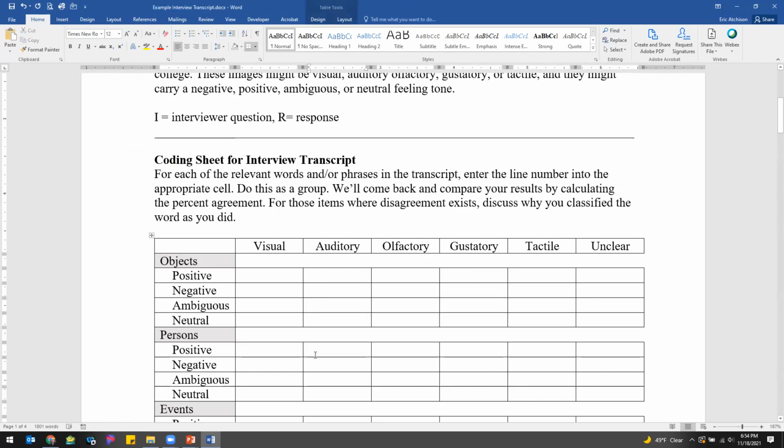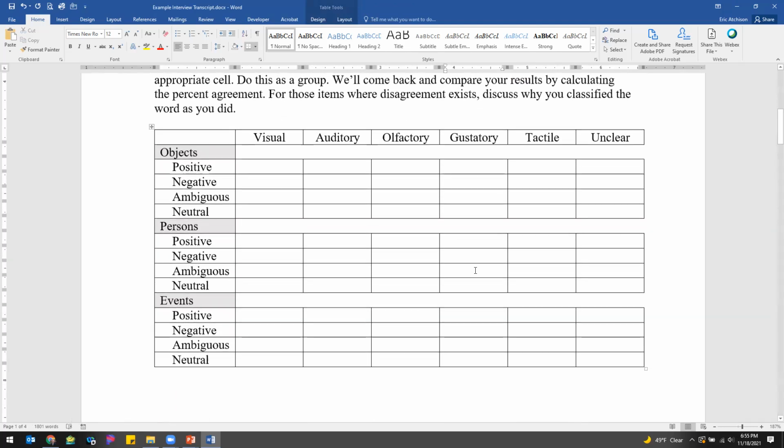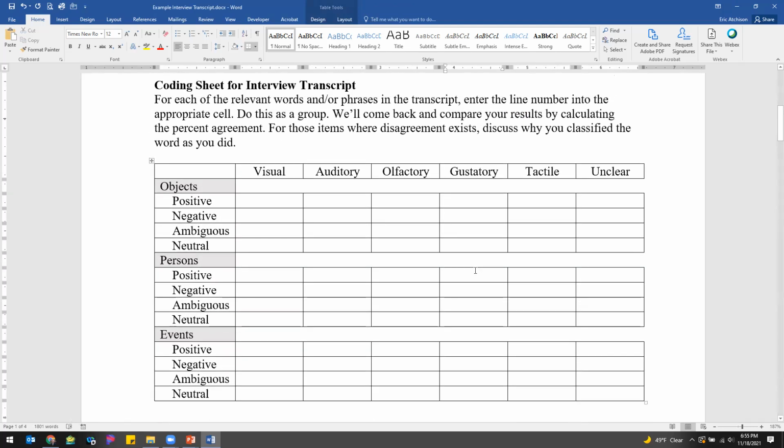And then we're going to come back and compare your results, both groups. So you're going to basically help each other rate each other, right? We're going to see where you agree and where you disagree. All right. This is coding. Sound fun? Or would you rather do t-tests?